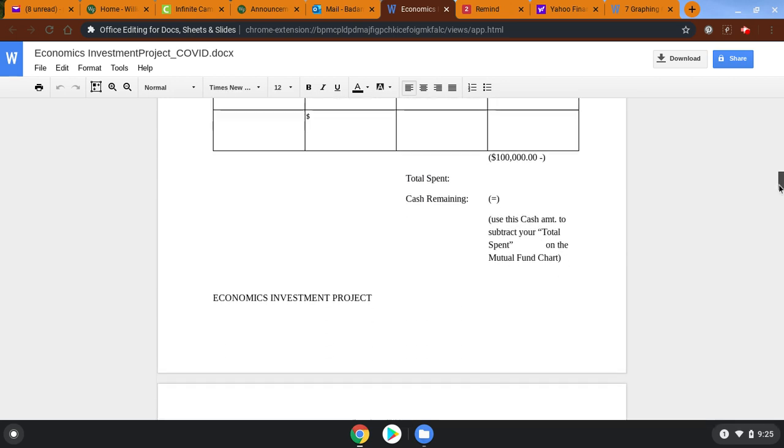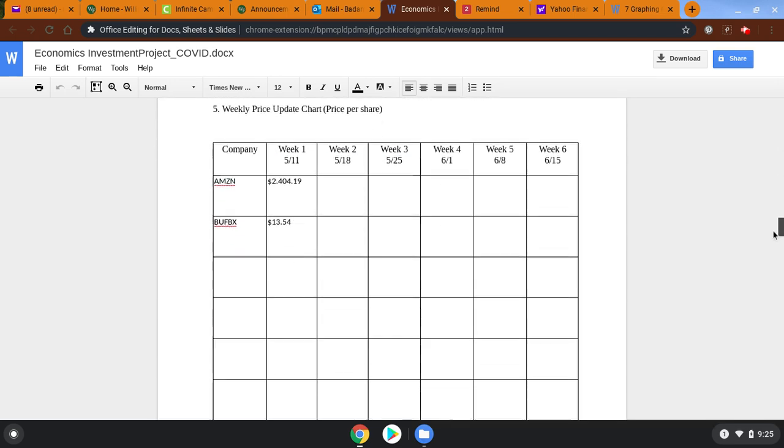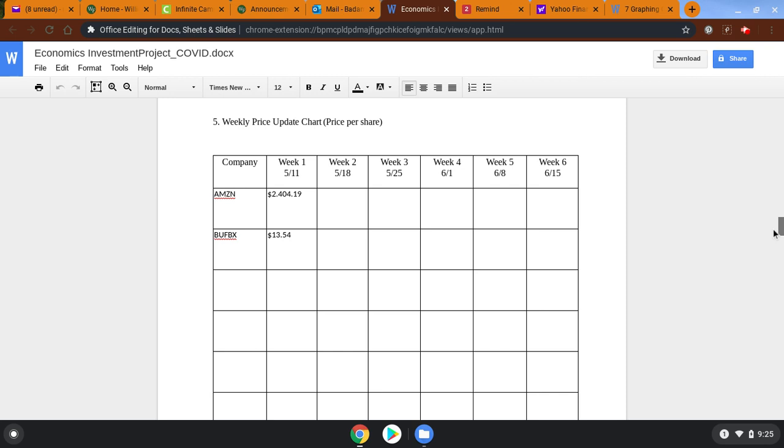Okay, so there was our buying stocks, there was our beginning chart for mutual funds. And so now we get to the weekly update, which I kind of showed you a little bit yesterday. So as you can see, each week is listed here: 5/11, 5/18, 5/25, 6/1, 6/8, and 6/15. So this gives you lots of different opportunities to update your information, right? You have an entire week to fill out 3 little charts, each with not very much information if you keep up with it on a regular basis.